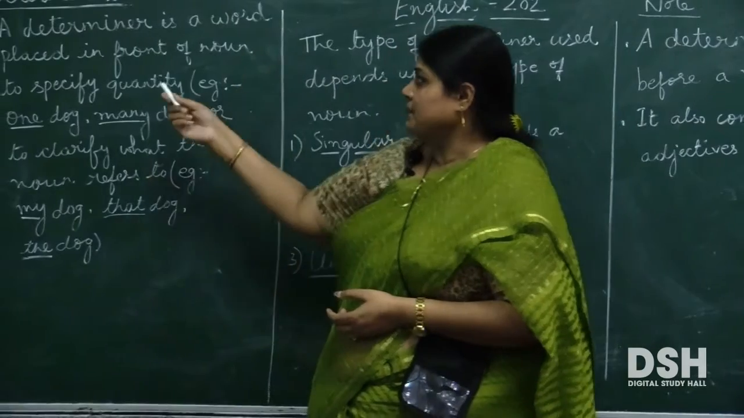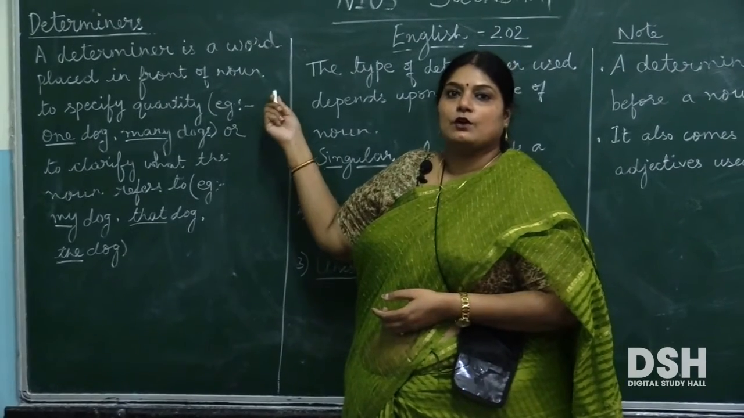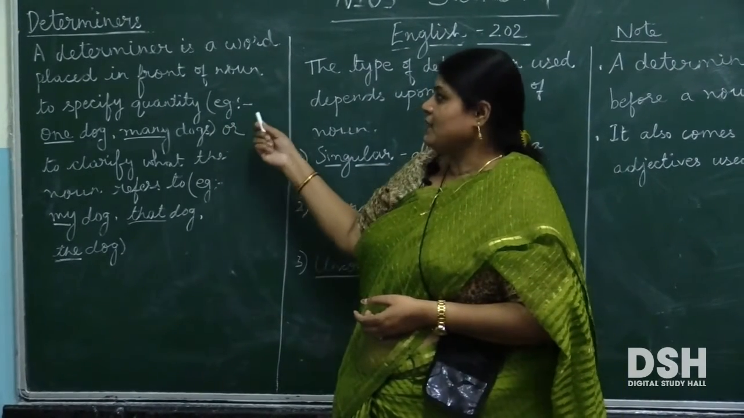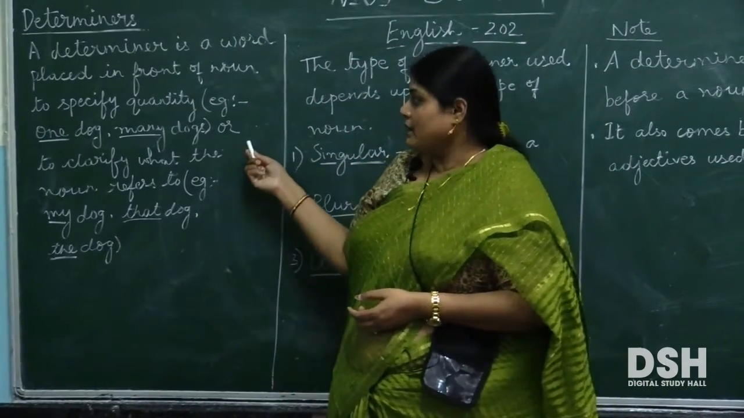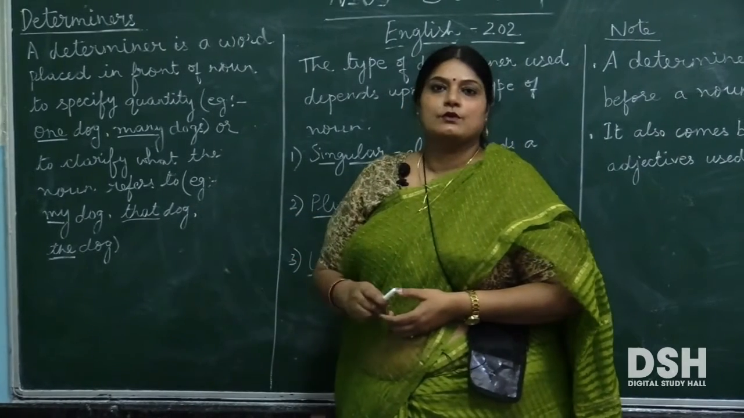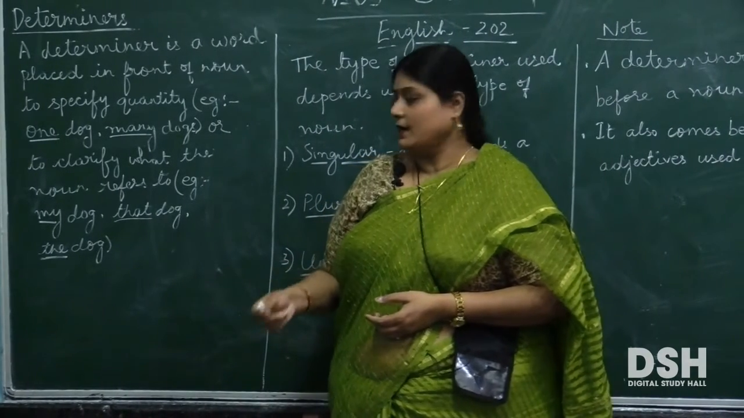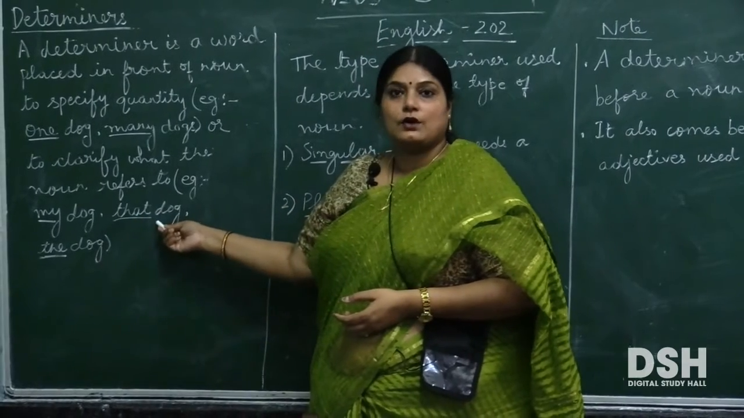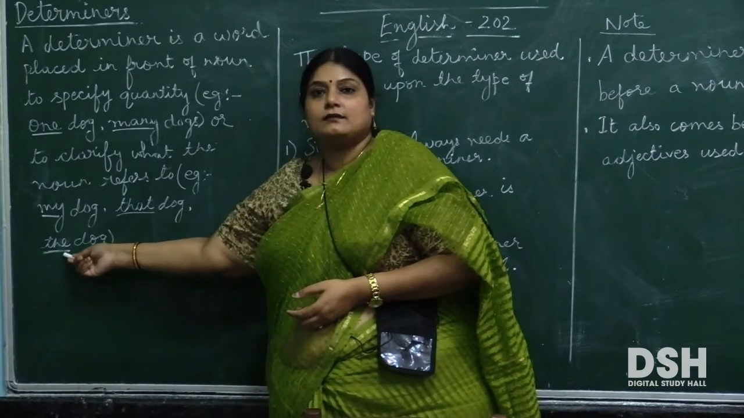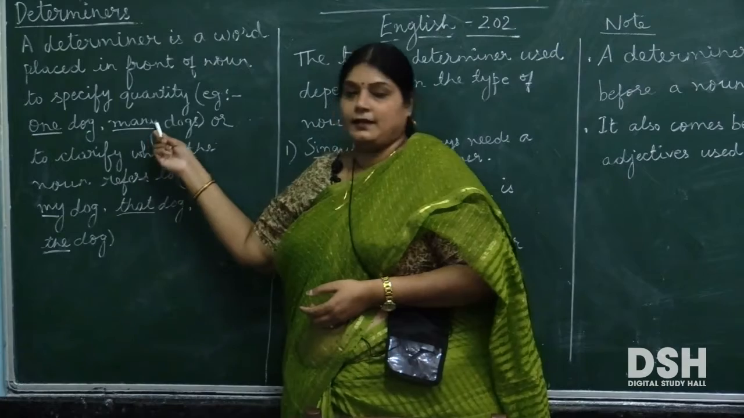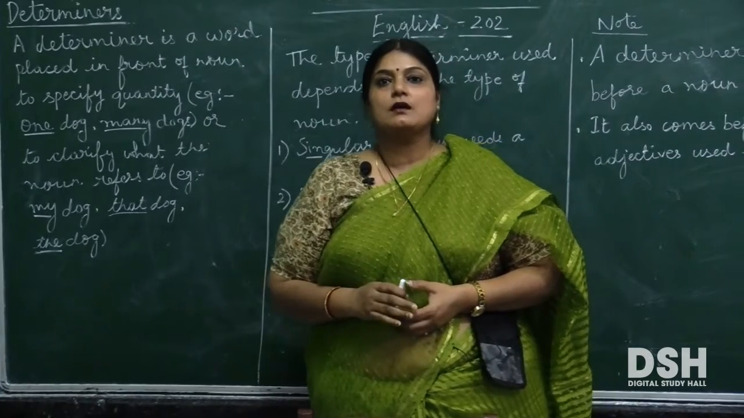A determiner is a word placed in front of a noun. This is something very important. You must keep in mind that these words will always come in front of a noun, to specify quantity, like one dog, many dogs, or to clarify what the noun refers to, or to whom the noun belongs, like my dog, that dog, the dog. All these words, my, that, the, one, many, are working as determiners here. They are giving information about the noun.